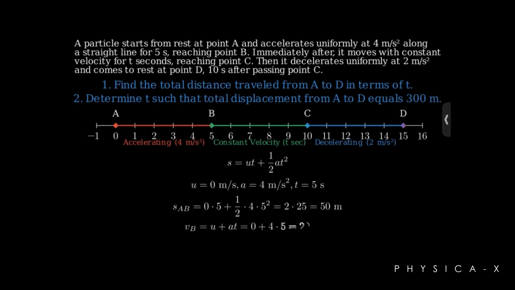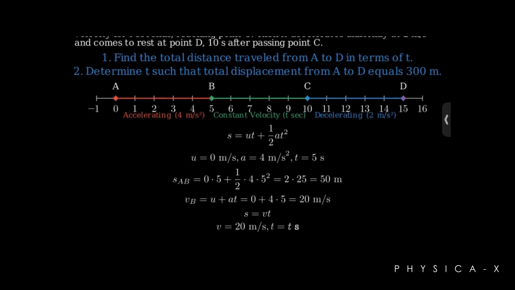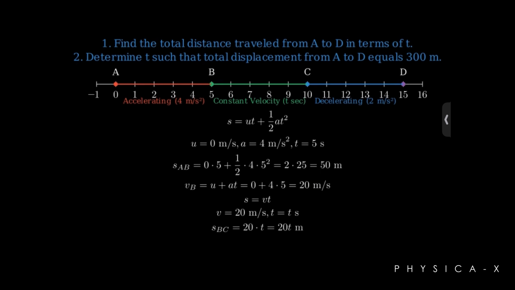Using v equals u plus at, the final velocity at point B is 0 plus 4 times 5, which equals 20 meters per second. Now, let's analyze the second segment from B to C. For motion with constant velocity, the distance is simply velocity times time. The velocity is 20 meters per second, as we just calculated, and the time is t seconds. So, the distance from B to C equals 20 times t, or 20t meters.